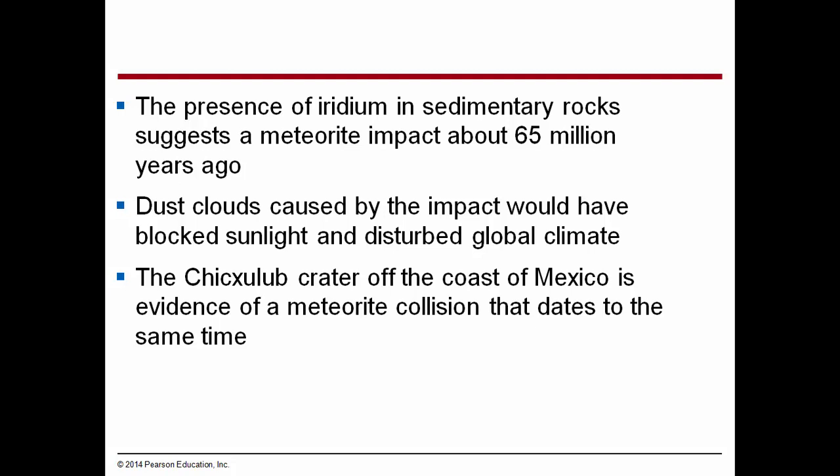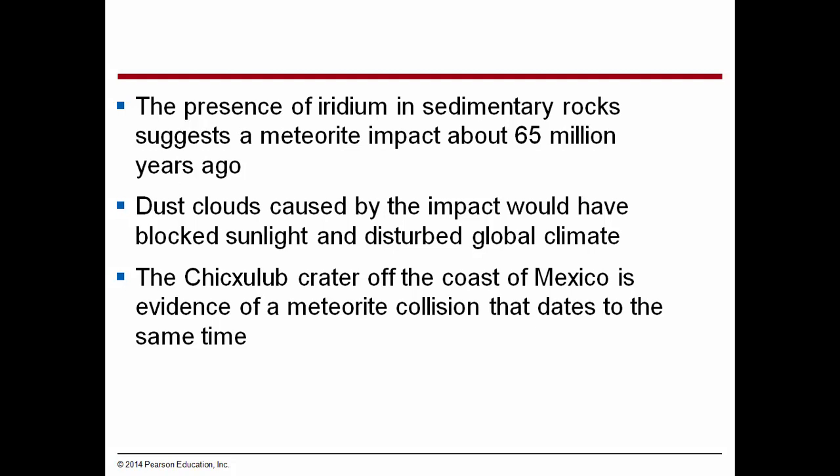Iridium is an element that is relatively rare here on Earth, but it's more common in meteorites. When the meteorite struck the Earth, it blew up a cloud of dust, which included iridium from the meteorite, which blanketed the Earth and probably cut out sunlight and otherwise made Earth inhospitable for life. And then that layer of iridium settled down into the sedimentary rocks and created what we now know as the Cretaceous-Tertiary boundary, or the iridium layer.